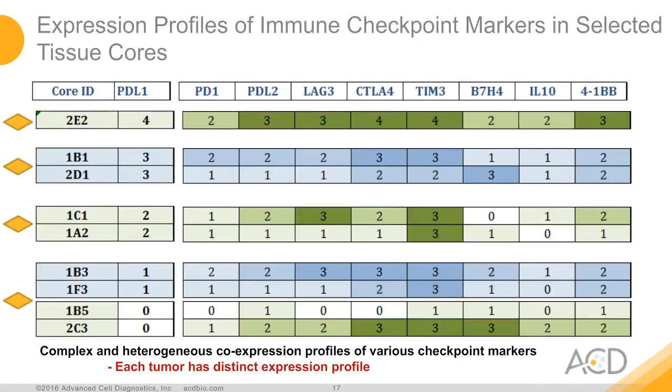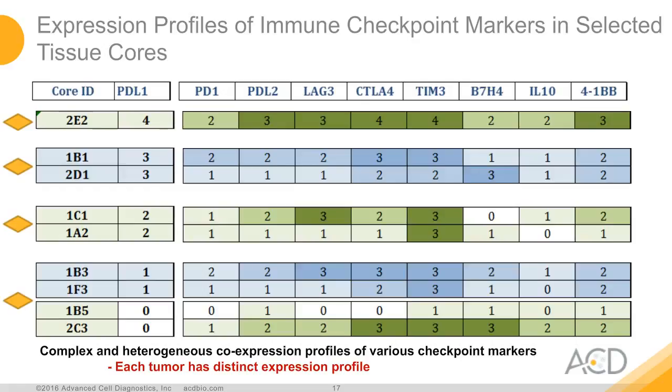In cores 1Z1 and 1A2, where moderate levels of PD-L1 was expressed with scores of 2, variations of other markers between cores were also observed, especially with LAG3. And finally, in cores 1B3, 1F3, 1B5, and 2C3, where little to no PD-L1 was expressed, markers are found to be expressed in a heterogeneous manner. Overall, what this tells us is that there are complex and heterogeneous co-expression profiles of various checkpoint markers in the tumor.